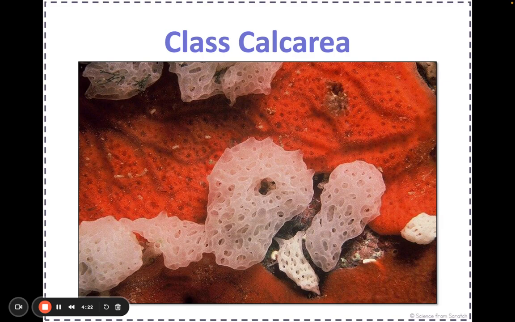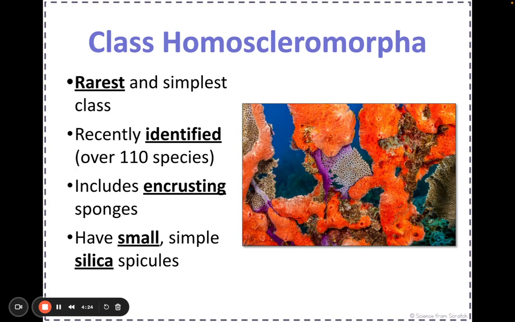Fourth class is class Homoscleromorpha. Okay, this is the rarest, also the simplest class, and they have recently identified about 110 species. So this would include encrusting sponges, and encrusting just means they crust over a surface. So they can be helpful to bind an area in a coral reef together, but also have been known to grow over and kill coral as well. And these have small, simple silica spicules.